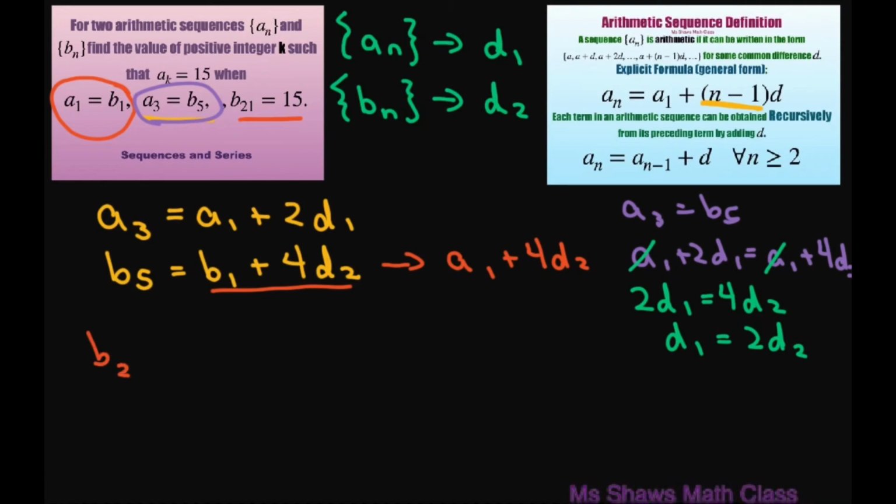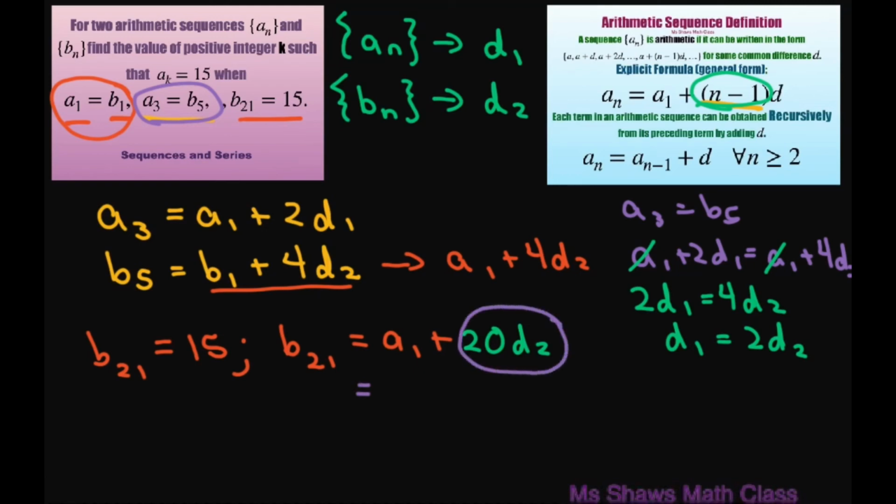Our 21st term for the second sequence is 15. So I can write that as b sub 21 equals, you can put b sub 1, but that equals a sub 1. So I'm just going to put a sub 1 plus, now 21 minus 1 is 20, so that's 20 d sub 2. But I can write this with substitution and write this as d sub 1. So that would be a sub 1 plus 10 d sub 1.